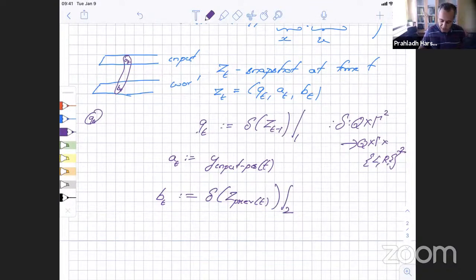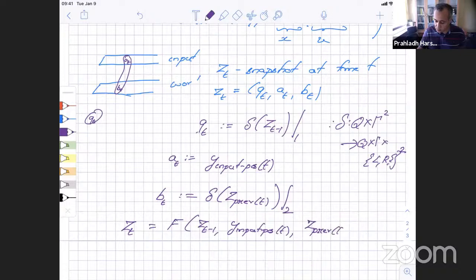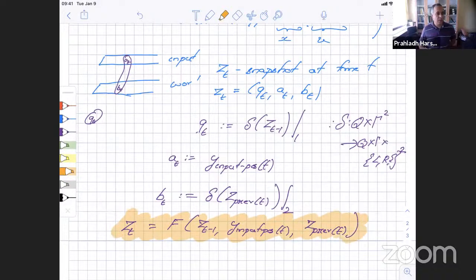So I'm going to write all of this in one combined thing. Say that z_t is a function of z_{t-1}, y at input position at t, and z at prev t. That's just some such function.